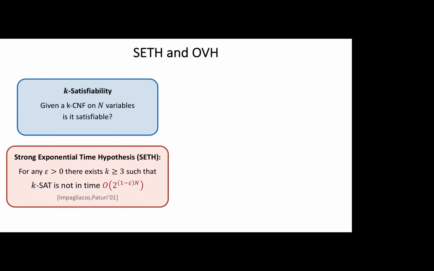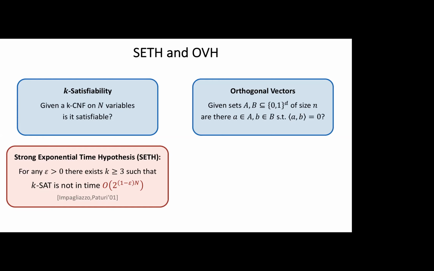More precisely, the hypothesis is stating this here, that whatever epsilon you pick, there exists a sufficiently large k such that k-SAT is not in time 2 to the (1 minus epsilon) n. This is the strong exponential time hypothesis, or SETH for short, as formalized by Impagliazzo and Paturi in 2001. Now, let me also tell you about the orthogonal vectors problem, because this is the intermediate problem to show SETH-based lower bounds for basically all polynomial time problems.